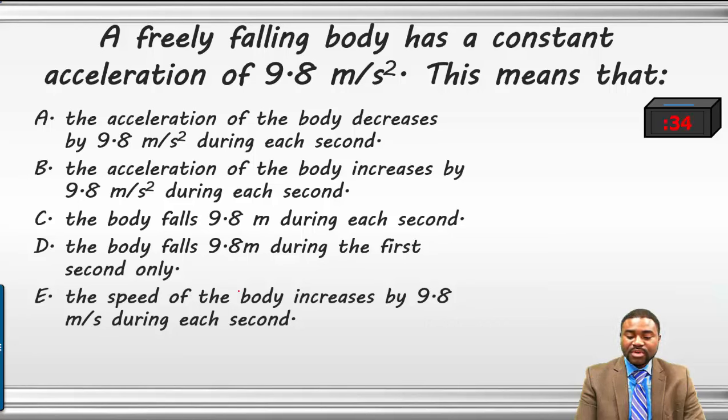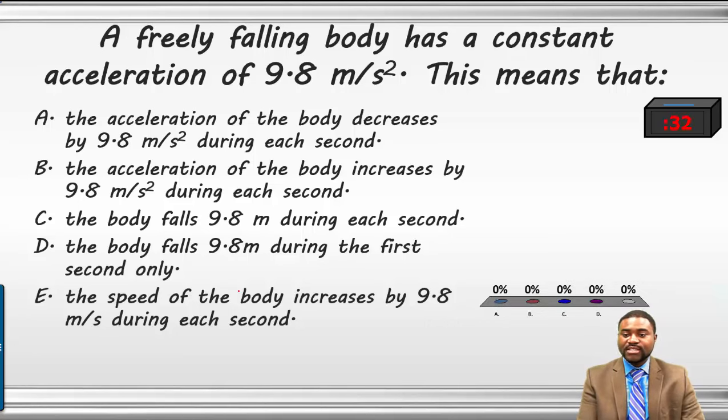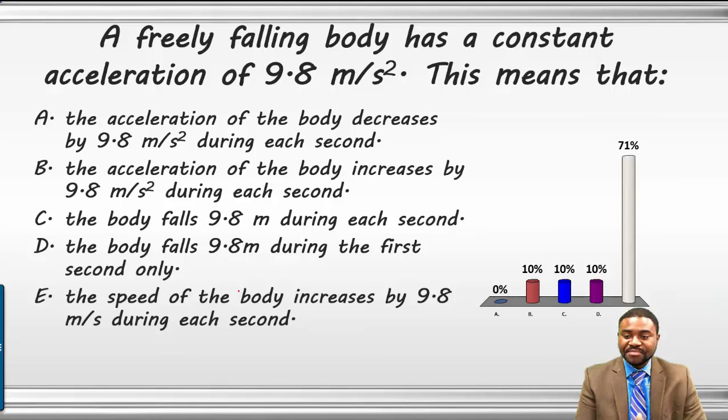All right. Everybody has voted, so let's see. That's interesting. Now, about 10% of the class think the answer is B, 10% think the answer is C, 10% think the answer is D, but overwhelmingly about 70% think the answer is E. So let's see what happens.